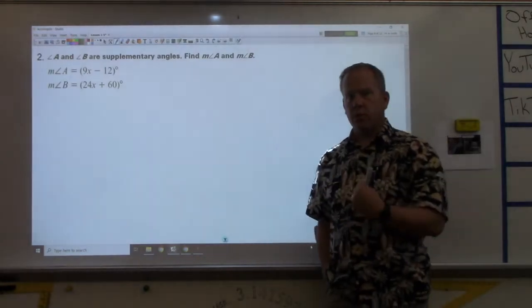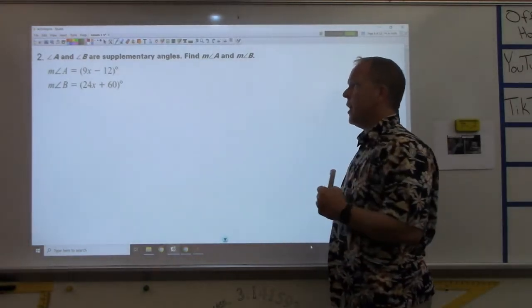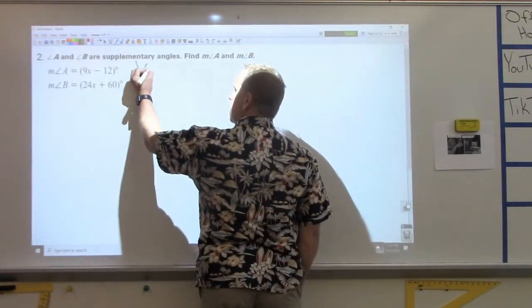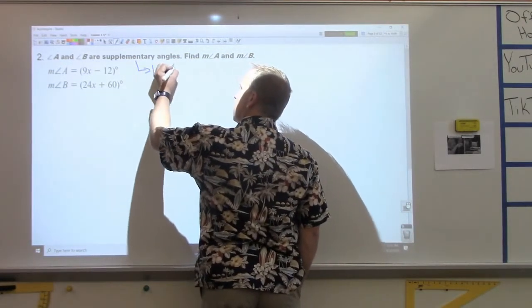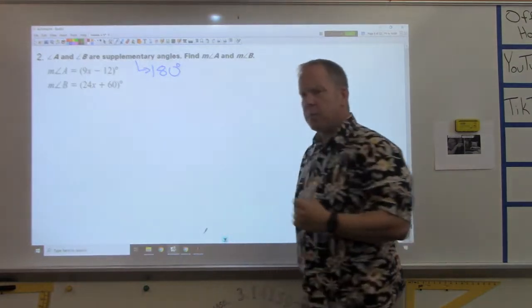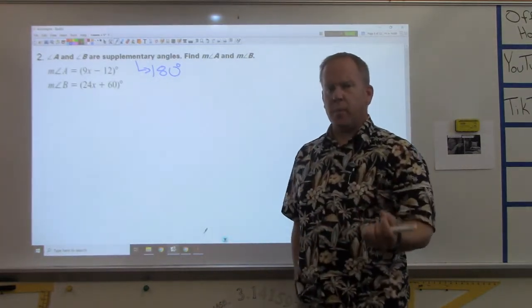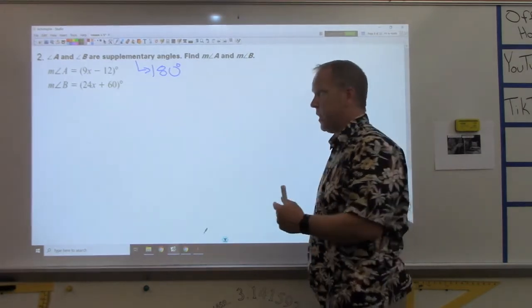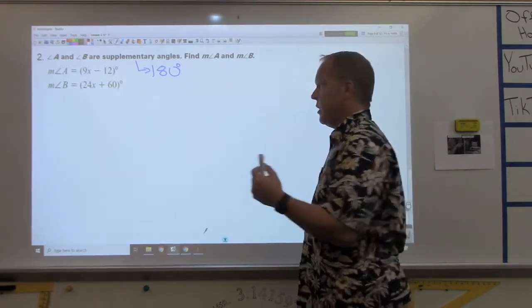Now let's take a look at number 2. Number 2, angle A and angle B are now supplementary angles. Supplementary adds to 180. How do you remember supplementary? Well, supplementary angles make a straight line. S and S, supplementary, straight. So they add to 180 degrees.